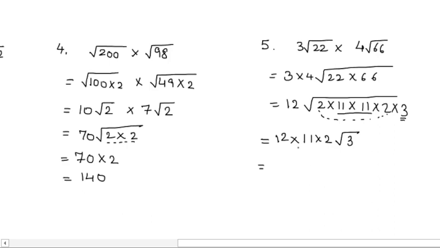All you got to do is simply multiply them. 12 times 11 gives you 132 times 2 root 3. And then you just got to multiply this. 2 2s are 4, 6, 264 root 3.